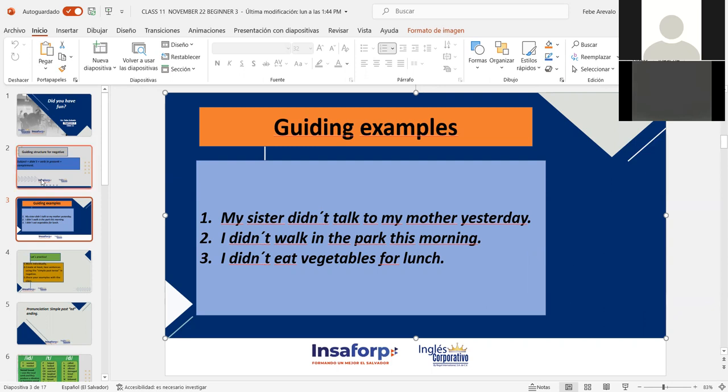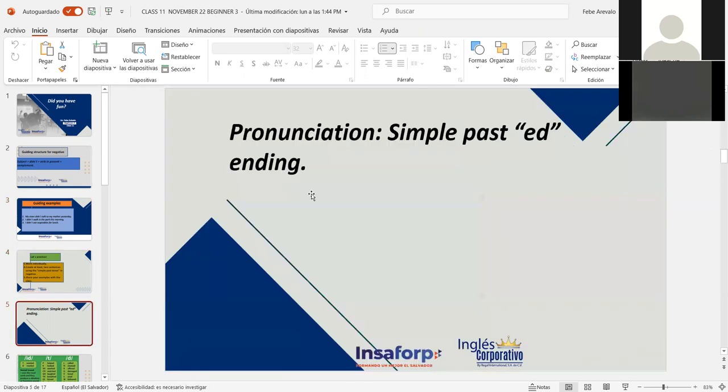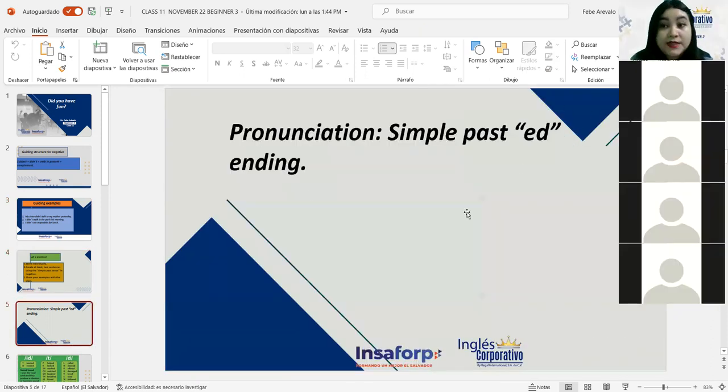So I hope by right now this topic is covered. All right. What are we going to do? We are going to practice our pronunciation, all right? Keep into consideration that verbs are sometimes easy to use when you are writing, but these verbs are kind of difficult to use when you are expressing words, when you are talking. So that's why we need to practice the pronunciation of these words, all right? In this case, the pronunciation of these verbs. Pronunciation, simple past, ed ending.